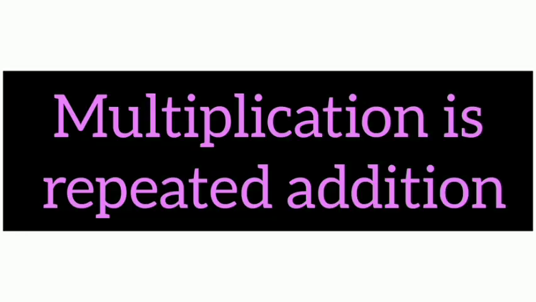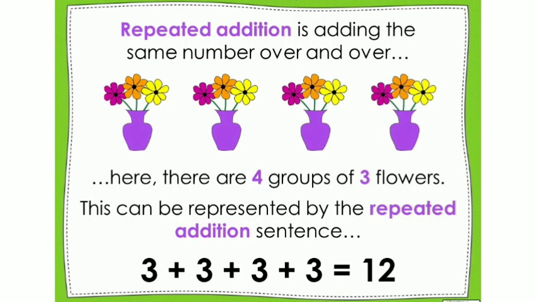Multiplication is repeated addition. Adding the same number repeatedly is called repeated addition, and it has been found that applying multiplication is much easier than adding the numbers repeatedly. Now look at this picture, children. We can see some flower vases with flowers inside. If I ask you to tell me the total number of flowers, you will add up the numbers in each vase. We can see that in each vase there are 3 flowers.